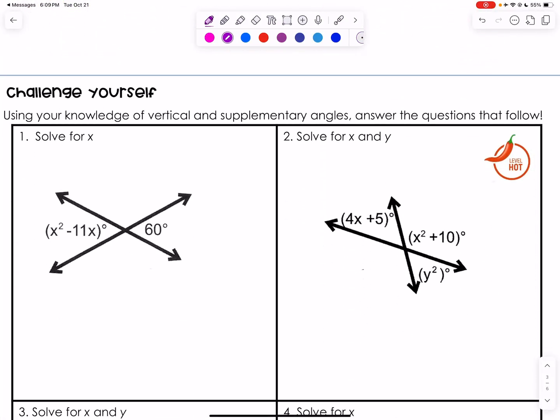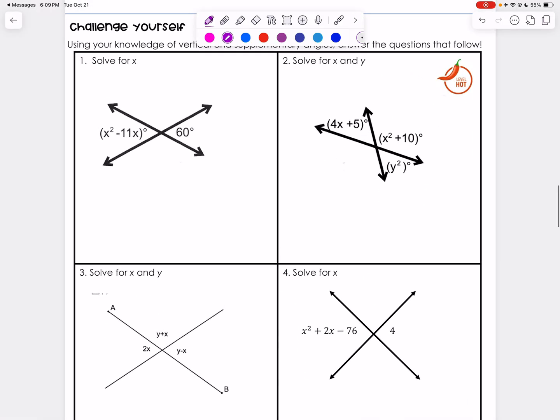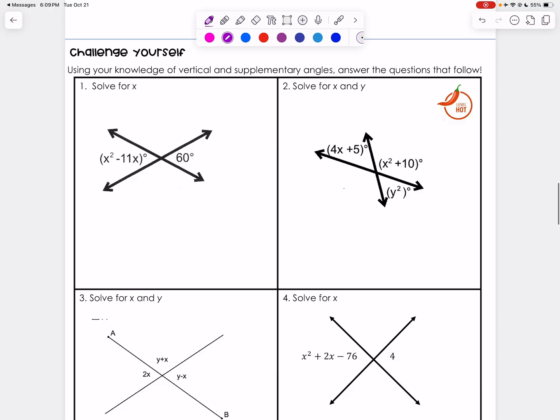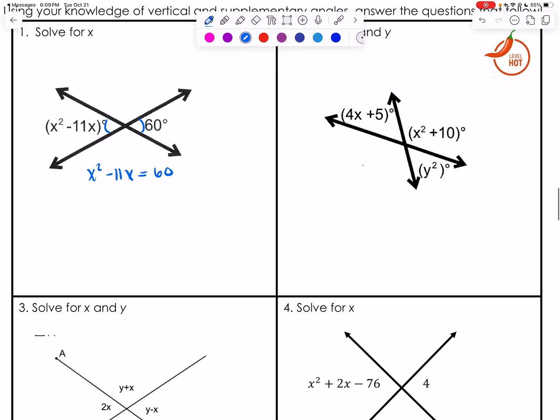We are going to do one of the challenge questions. That way you can sort of see a more intense one. I'm going to choose question number 1. In question number 1, this is actually going to require us to use some knowledge of factoring, potentially. Remember, whenever you have an x squared, you want to get everything on one side. So I'm going to subtract 60 from both sides of my equation. And now I have x squared minus 11x minus 60 equal to 0.